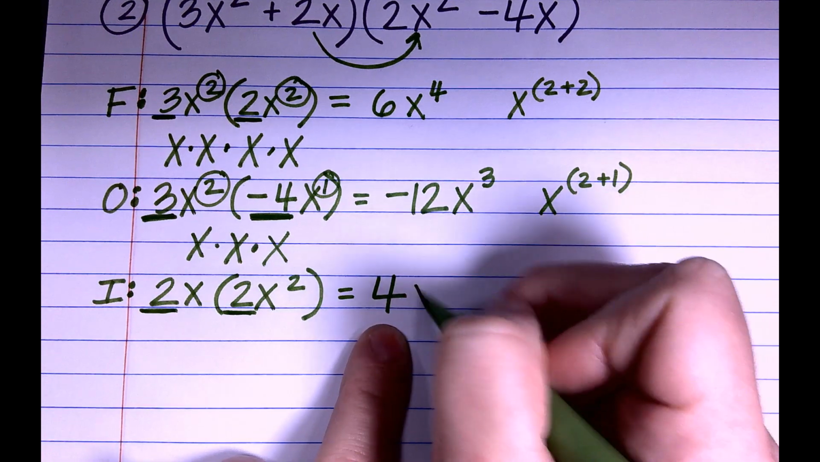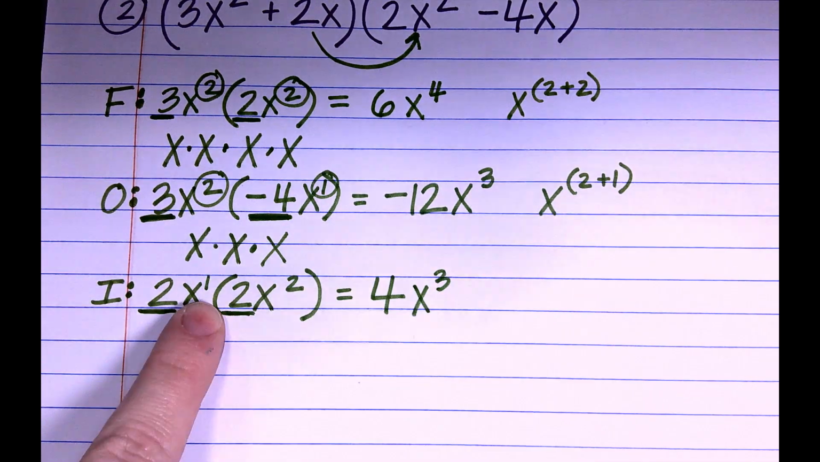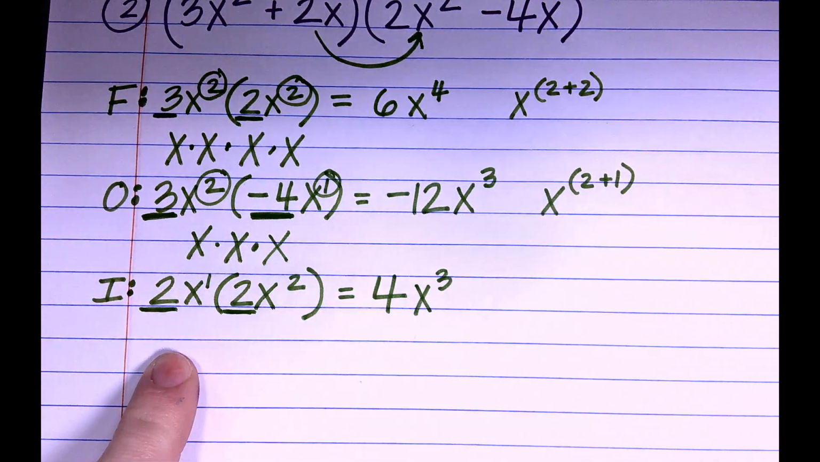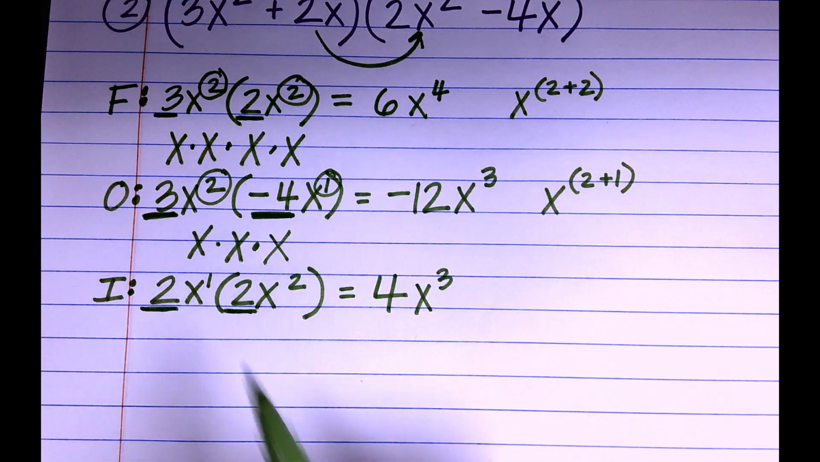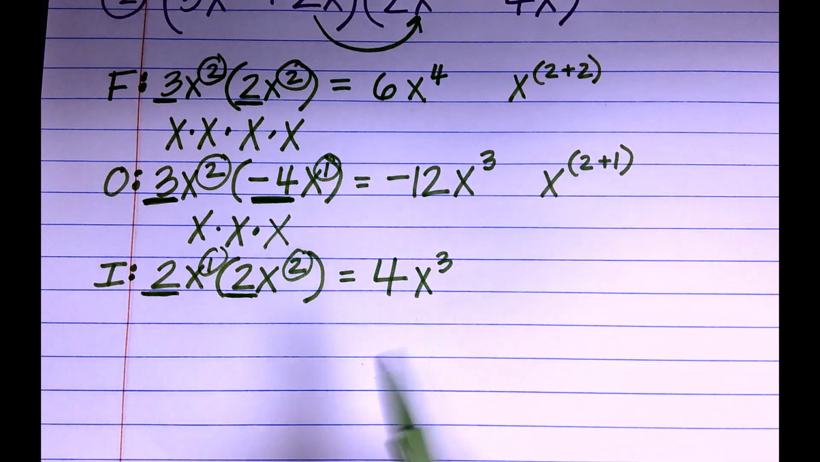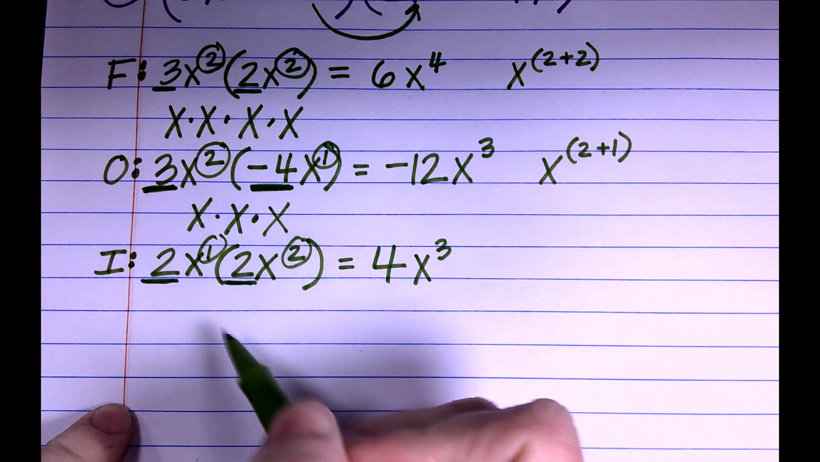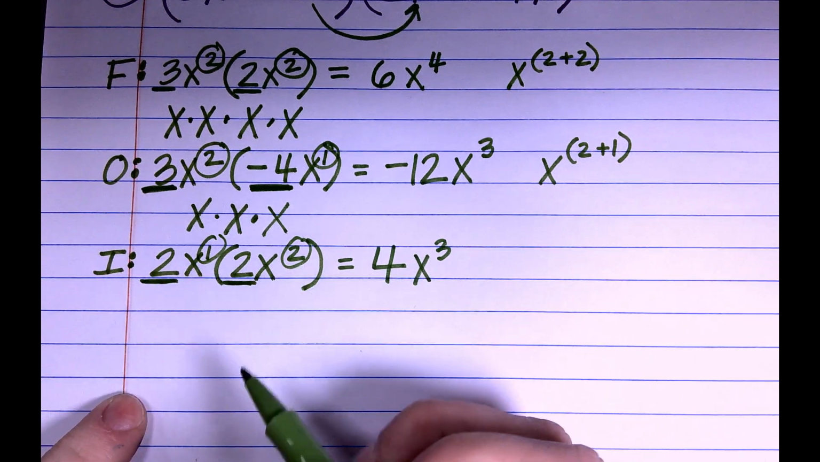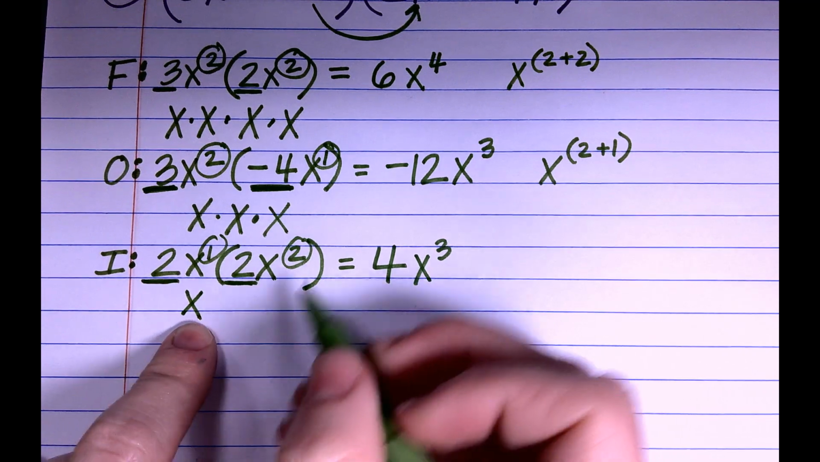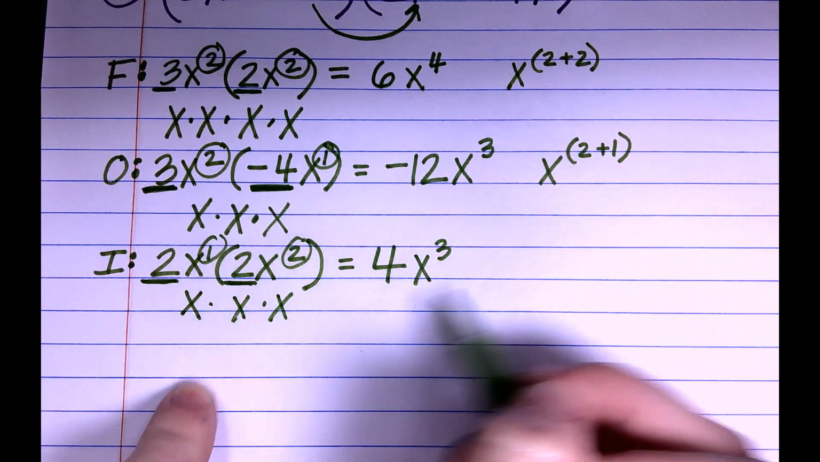Yes, x to the third power. Perfect. Because this is like an invisible x to the 1. 1 plus 2 is 3. We're adding those numbers. 1 and 2 make 3. Perfect. And I don't think there's ever anything wrong with writing out your x's, like saying I've got 2x, so here's an x. 2x squared, that's times x. 1, 2, 3, there's 3 of them.